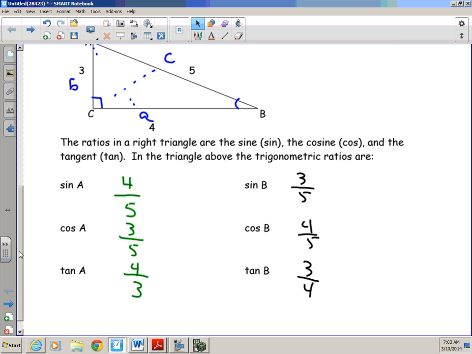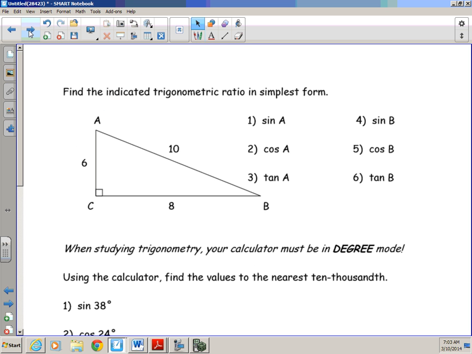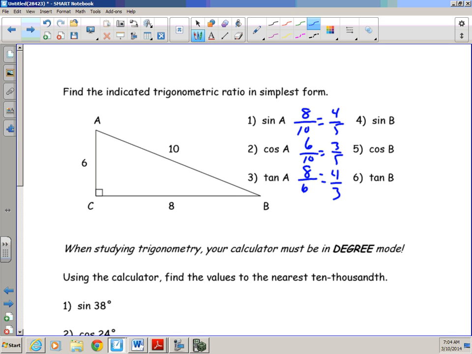Now, going to the next page, what we're going to do here is, again, the same thing of finding these measures. This is 8/10, which is 4/5, 6/10, which is 3/5, and then 8/6, which is 4/3, 6/10, 3/5. I'll just cut to the chase: 4/5, and 3/4.